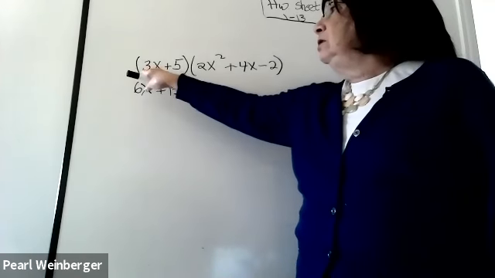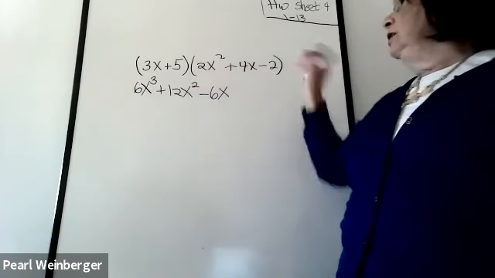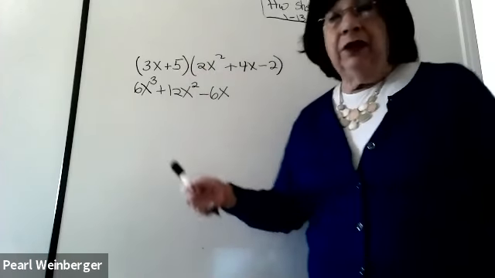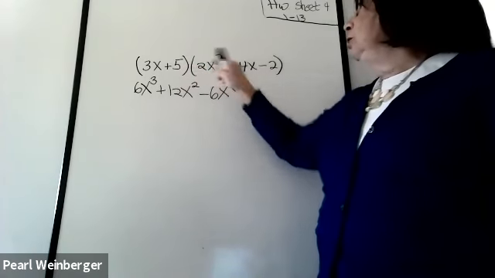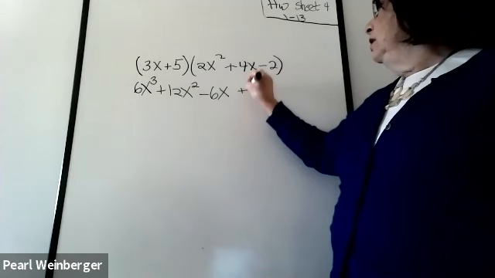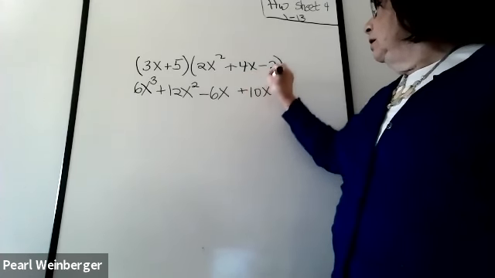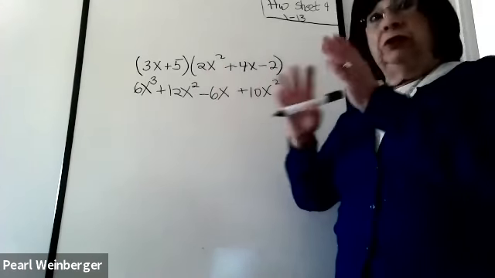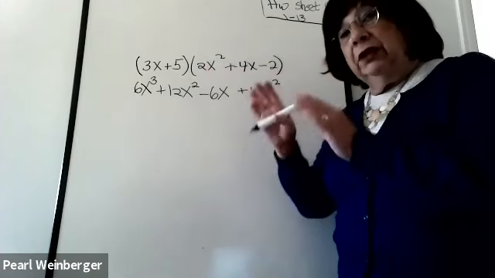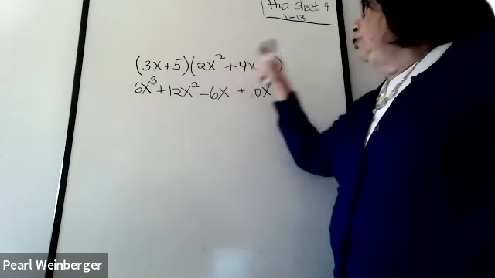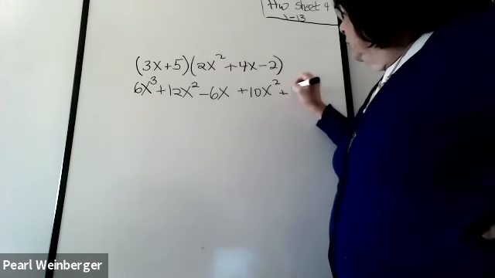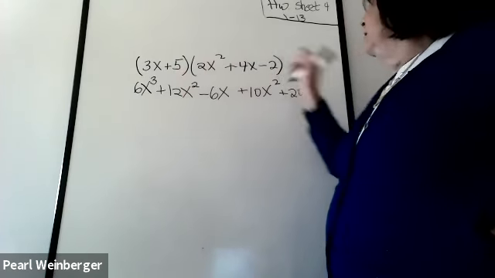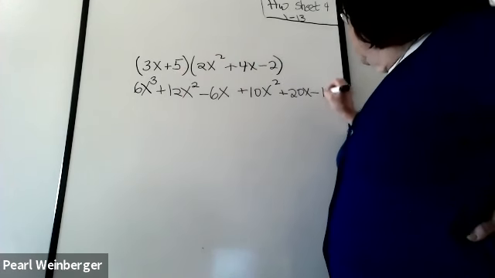We have now distributed this 3x to each of these terms. We go back and we take the 5 and multiply everything by the 5. 5 times 2x squared will give us 10x squared. The only thing you have to be careful about are those signs, and to be careful to be organized. 5 times 4x is 20x. And finally, 5 times negative 2 is negative 10.